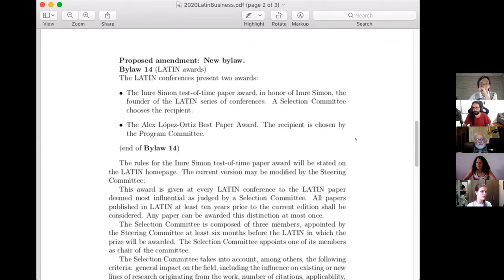The second change, or I think also the last one, is that the awards that we gave out about half an hour ago are not anchored in the bylaws. The proposal is to do this in a very brief fashion, namely bylaw 14, the Latin awards. The wording is: the Latin conferences present two awards. First, the Imre Simon Test of Time paper award, in honor of Imre Simon, the founder of the Latin series of conferences. A selection committee chooses the recipient. And second, the Alex Lopez Ortiz Best Paper Award. The recipient is chosen by the program committee. So that is my current proposal.